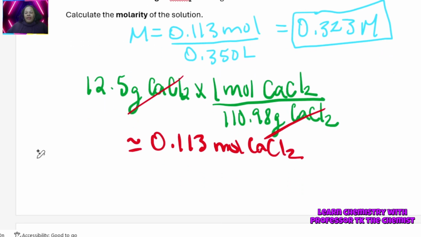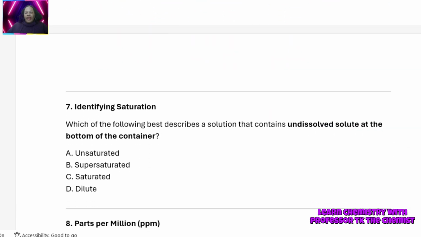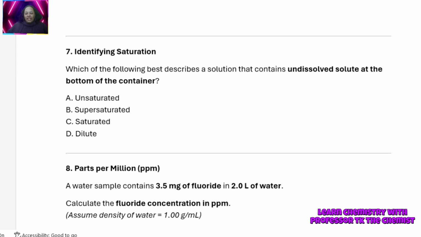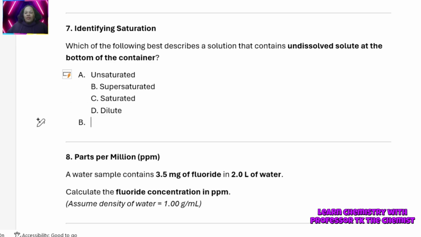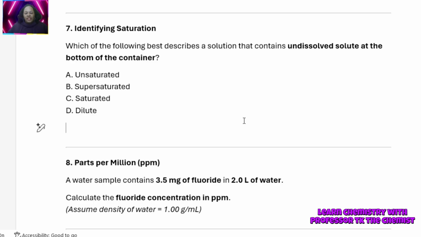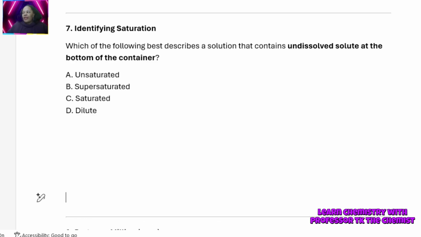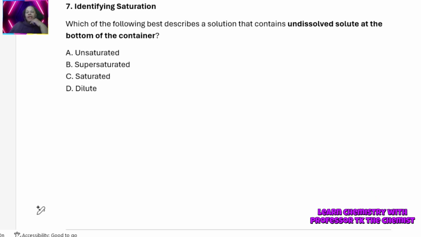Now, here is a multiple choice question, because we got to chop some things up. Here is your multiple choice question for number 7. It says, which of the following best describes a solution that contains undissolved solute at the bottom of the container?